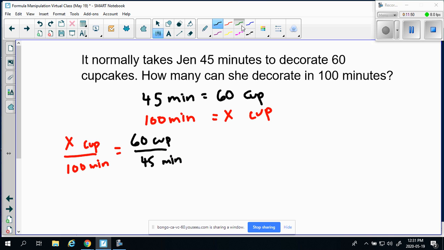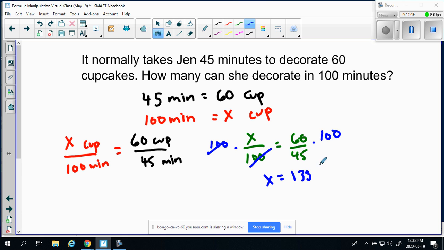And to make this a little bit cleaner so that I can solve it, x over 100 is equal to 60 over 45. Then I multiply both sides by 100 to get x by itself. And let's see. And x is 133.33, but I would say that we round to the nearest cupcake, and we are decorating 133 cupcakes in 100 minutes. This is proportional reasoning, and you can use it to convert units as well.